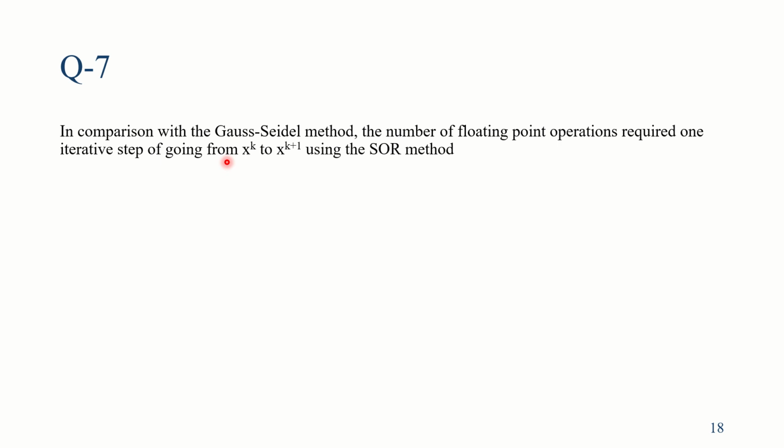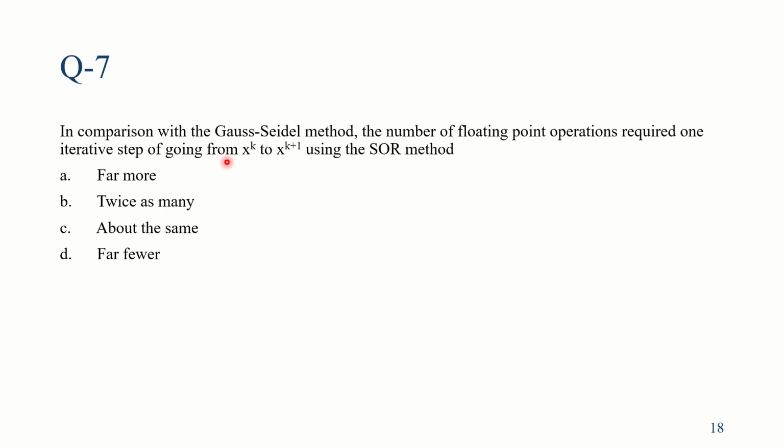So we can say that it is remaining the same between Gauss-Seidel and SOR method, where the number of floating point operations required is the same. Option A, far more; option B, twice as many; option C, about the same; option D, far fewer. As we have discussed this enough in the last class, we can say that it is about the same, because in Gauss-Seidel and SOR, both methods remain the same apart from the inclusion of the omega factor in the SOR method. Other than that, the calculation is remaining the same between both.